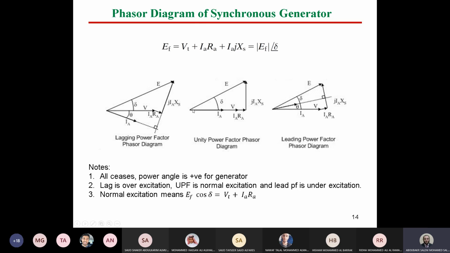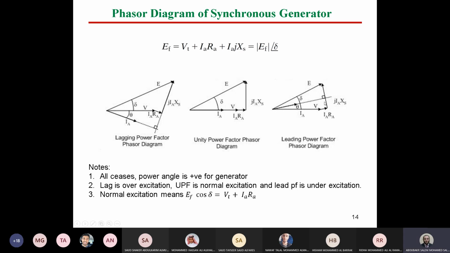Now, if the current is in phase with voltage like that, which means unity power factor, you will find that IARA will be in the same direction, JIAXS perpendicular like that, and this is EF. For leading power factor, IARA will be in parallel with the vector of IA, and this is JIAXS, and this is the resultant E.